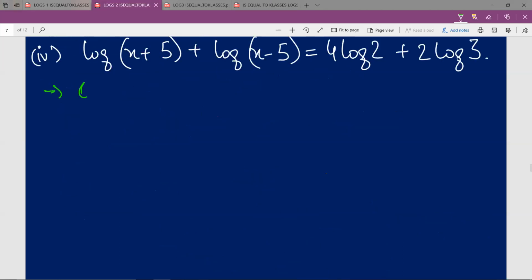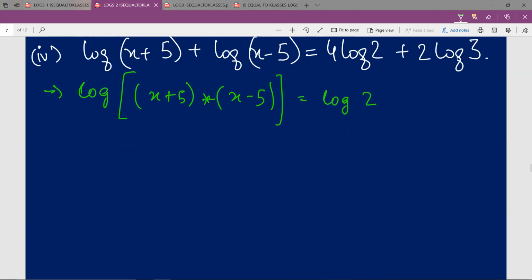So therefore, I could write log of x plus 5 plus log of x minus 5 as log of x plus 5 into x minus 5. And don't forget to close the square brackets. Now over here, 4 log 2, I could write as log of 2 raised to the power 4, plus 2 log 3. I could write this as log of 3 square.